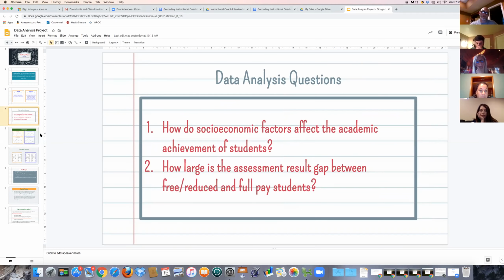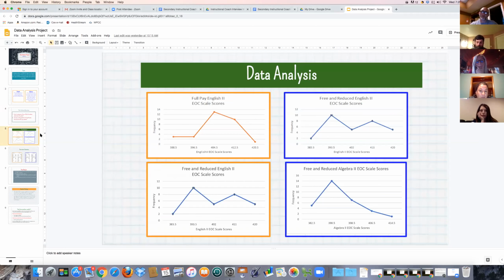I took the data and I created frequency graphs. In the orange, those are for English 2. At the top is the full pay, and at the bottom is the free and reduced. And over in the blue, those are, oh, that should say Algebra 2. I'm so sorry, over here, that should say Algebra 2. It shows you how many students scored within the class boundaries.